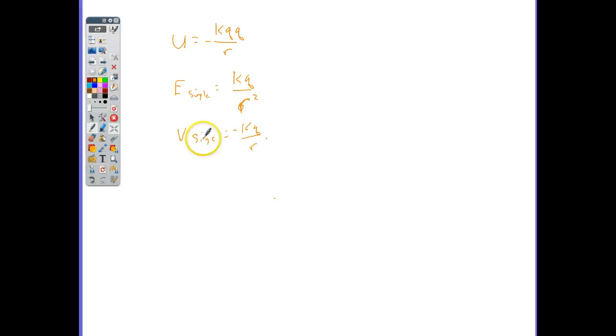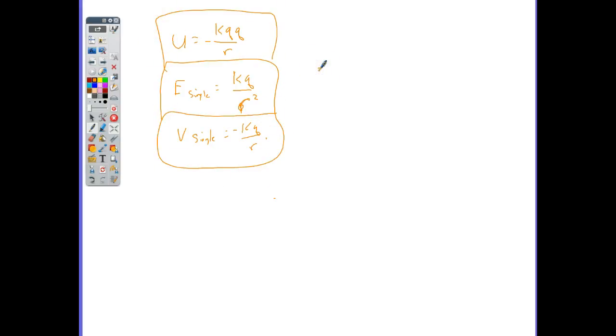Single. So those are the formulas that we end up with. Okay. We also, by the way, said the integral of the electric field with respect to R is equal to voltage. And therefore, it's going to be negative because of the same game we're playing here.